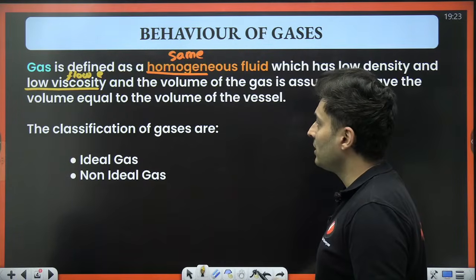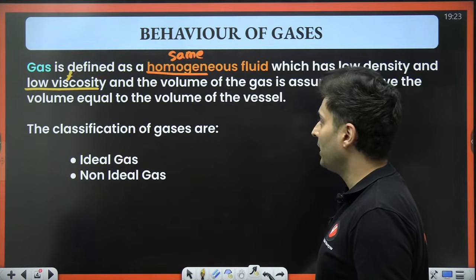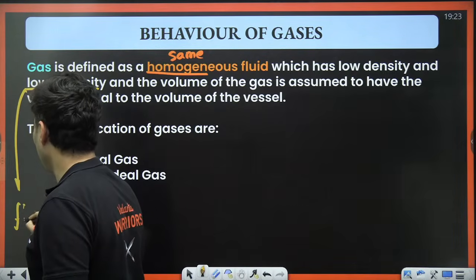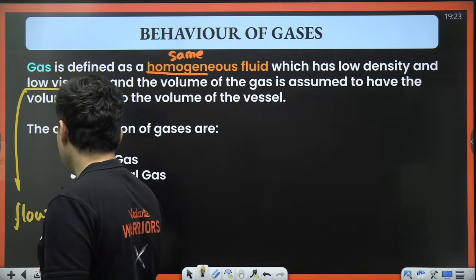Okay, I'm not sure if it is seen that well over there. Yeah, low viscosity means it can flow easily.